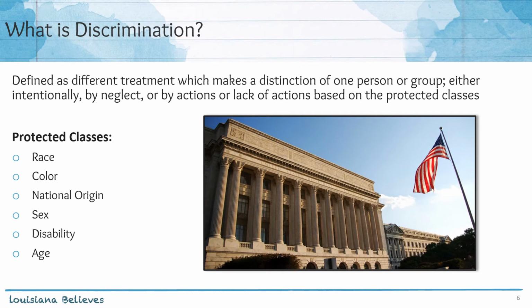What is discrimination? Discrimination is defined as different treatment which makes a distinction of one person or group, either intentionally, by neglect, or by actions or lack of actions based on the protected classes. Examples of discrimination include giving one group or type of participants larger or extra helpings of food, separating genders, failing to provide children with a dietary disability accommodating meals, and failing to provide program information to all potential program applicants. Protected classes in the child nutrition program are race, age, color, sex, national origin, and disability.